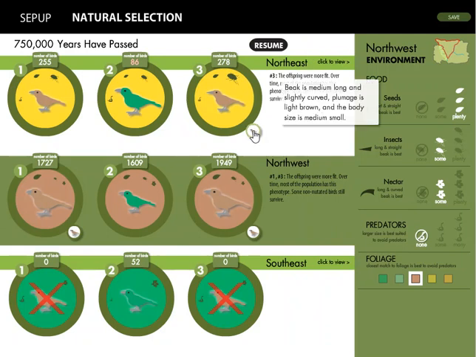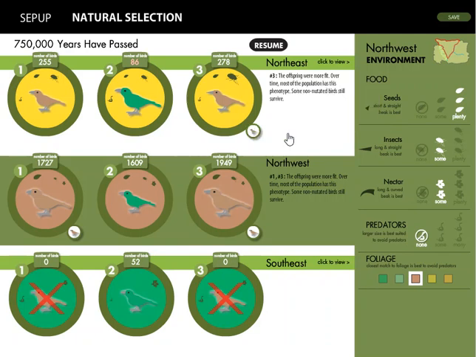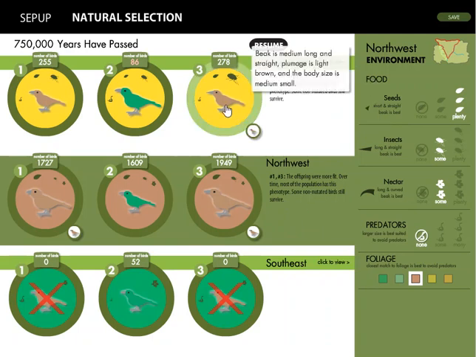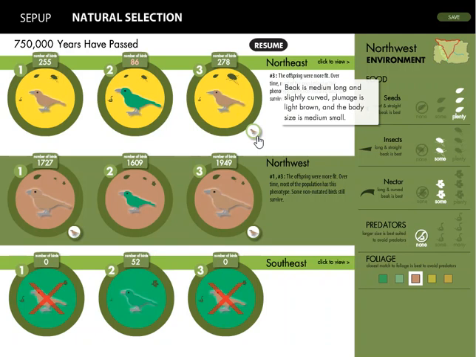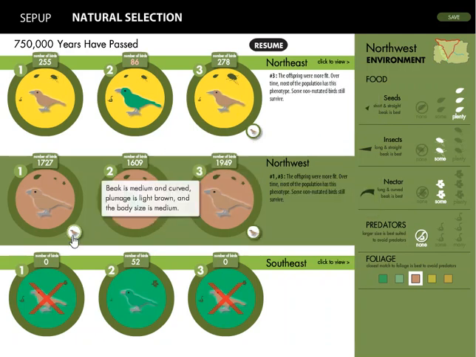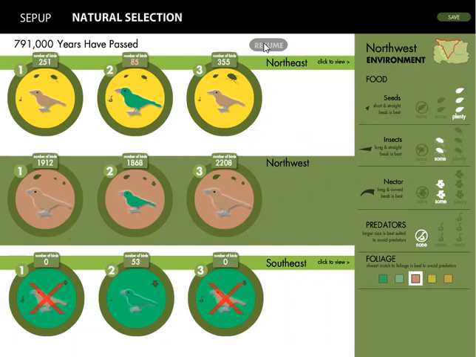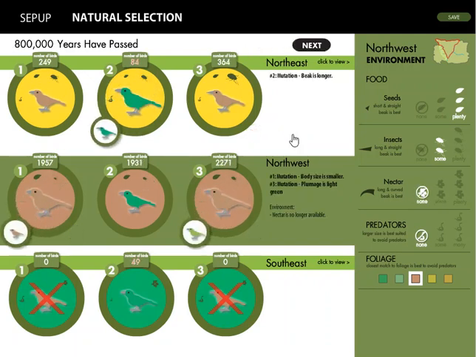And again, as we predicted, the beak shape made them more fit in all 3 examples. So we had this population still sticking around, this version of the original still sticking around in the population. We're at 750,000. Let's see what happens at 800,000 years.